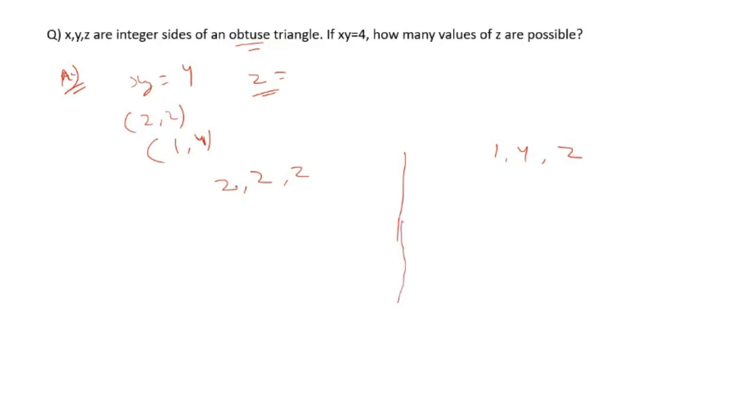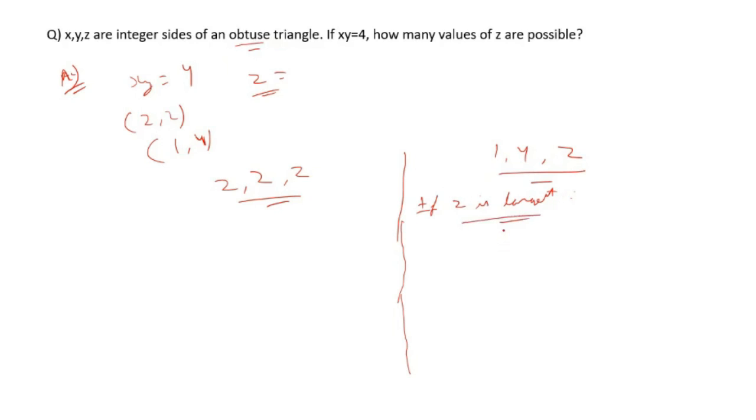So 2, 2 and z and 1, 4 and z, right? Let's look at 1, 4 and z first. Again, similar to what we had done in the previous question, we don't know z. So either 4 can be the largest or z can be the largest. If, for example, z is largest, we'll see both cases.